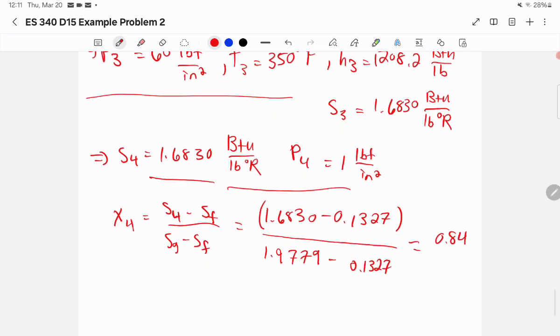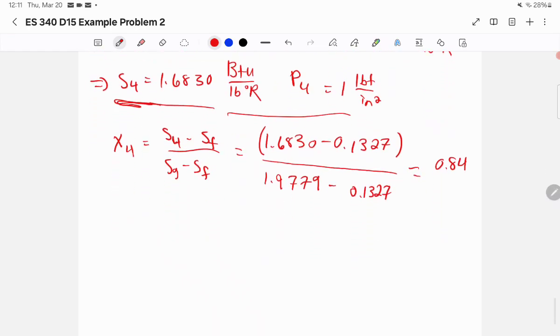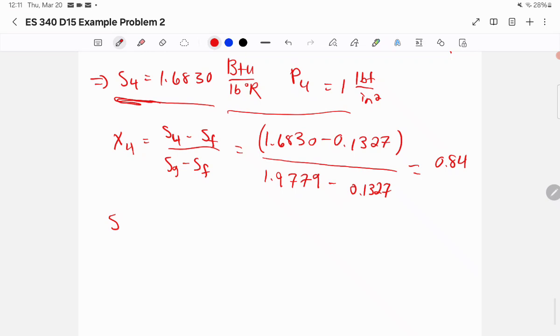Now again, I'm assuming isentropic here, so this means my H4S, I can find it, but I need to use, again, the fact that it has a quality of 0.84, obviously, to get it off of the tables here. So H4S is going to be equal to HF plus x4 times Hg minus Hf. And that's how we do that quote-unquote interpolation when we have a quality as normal.